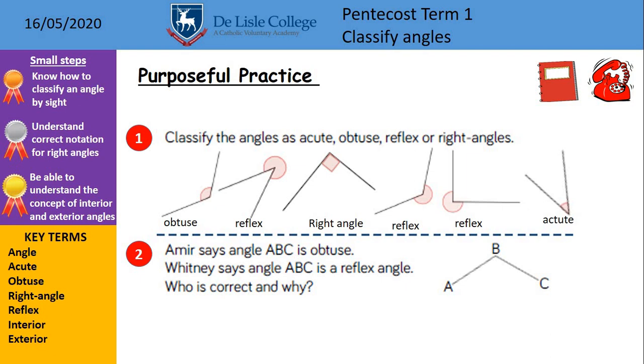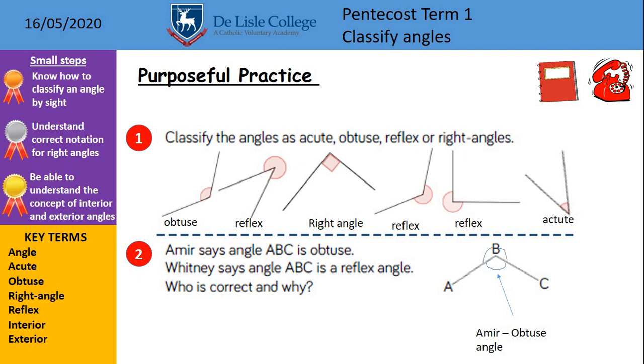Okay. Then Amir says angle ABC is obtuse. Whitney says angle ABC is a reflex angle. Who is correct and why? Now, the difficulty here would be knowing where they are seeing the angle as. It says ABC, but we don't know if in effect we're looking at perhaps the interior or exterior. So for Amir, if he's saying it's obtuse, he's saying greater than 90, less than 180. That could be where Amir is looking. That would be our obtuse angle. That would fit that criteria.